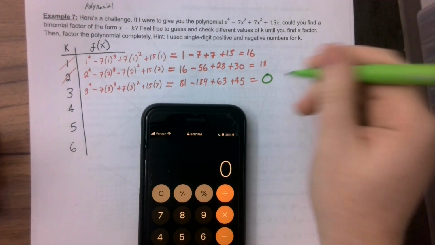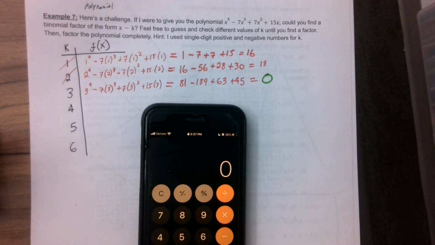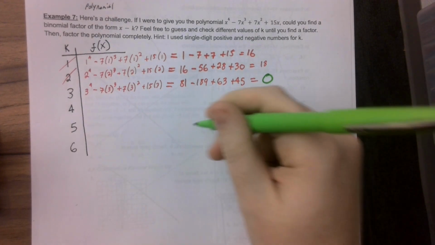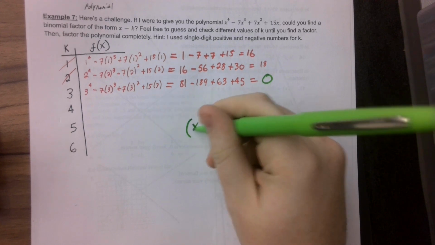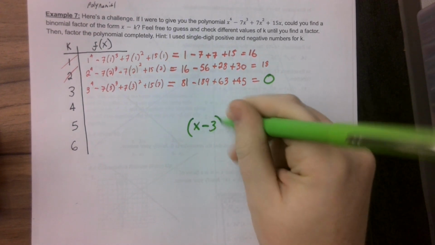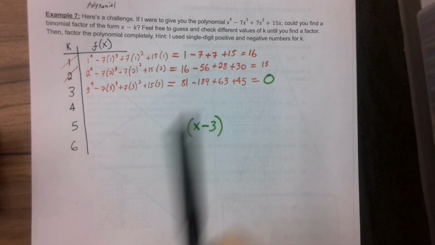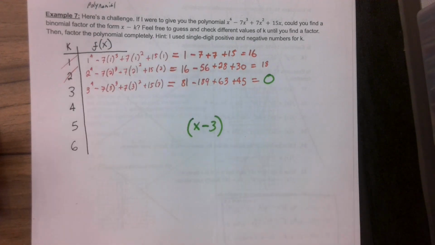Oh my gosh, we got it. It's 0. So what does that mean? It means we found a factor. Our factor is x minus 3. Fantastic. But it then asks us to factor the polynomial completely, and that might be a little trickier.